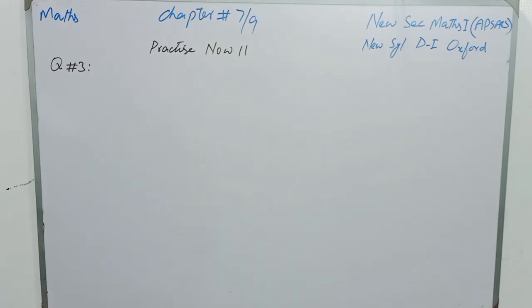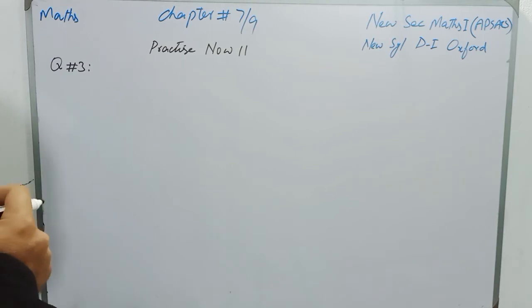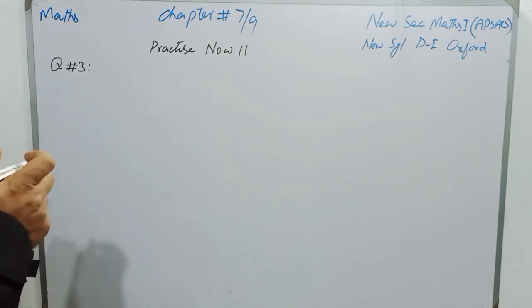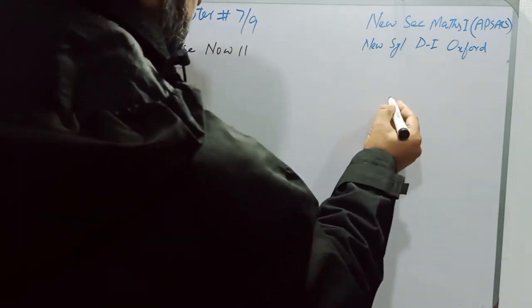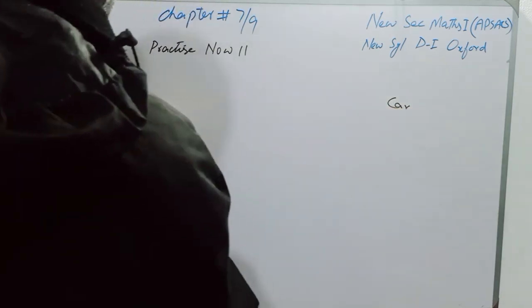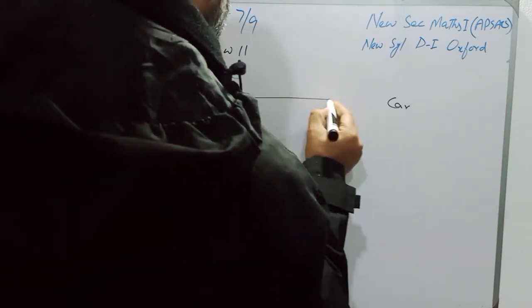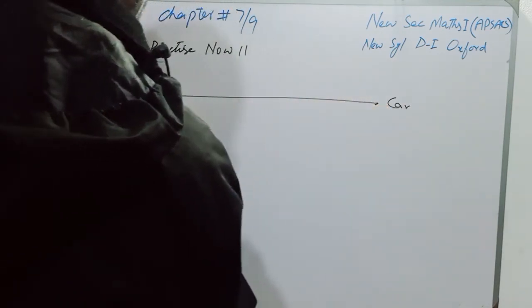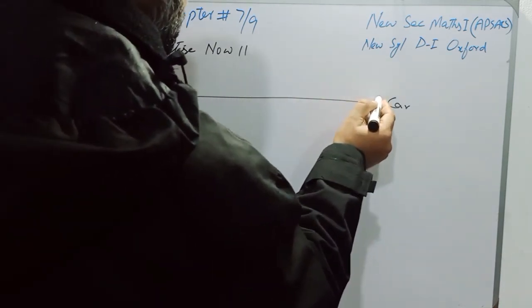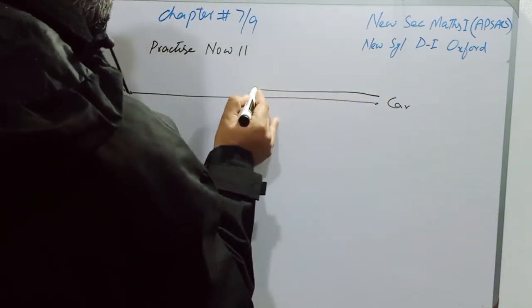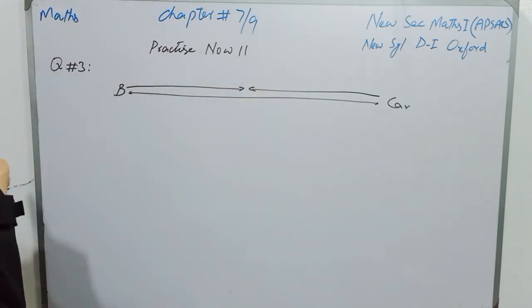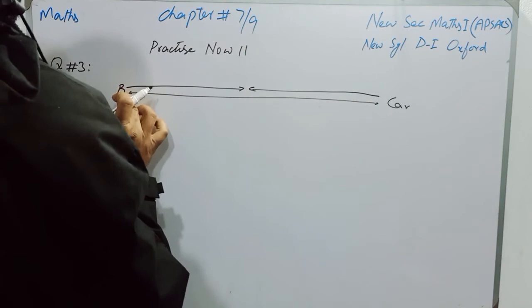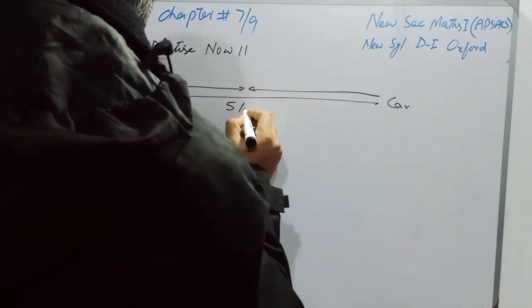Students, question number 3. A car and a bus are travelling towards each other. Suppose students, here is the bus and there is the car, and they are travelling towards each other's position. It means the car is travelling in this direction and the bus is travelling in this direction, and the distance between bus and car is 510 kilometer.